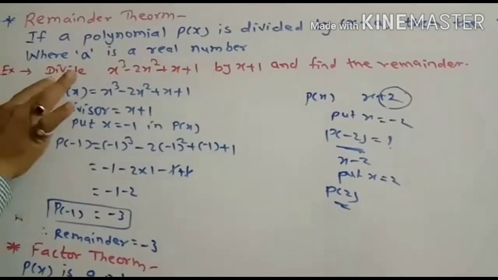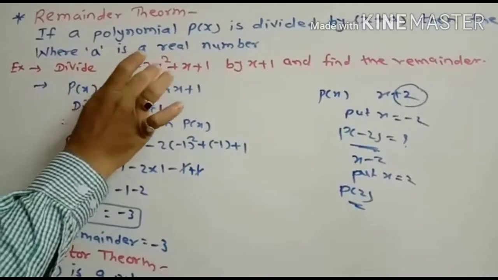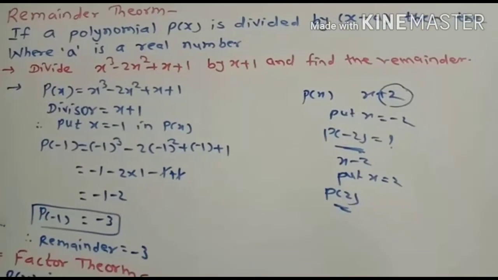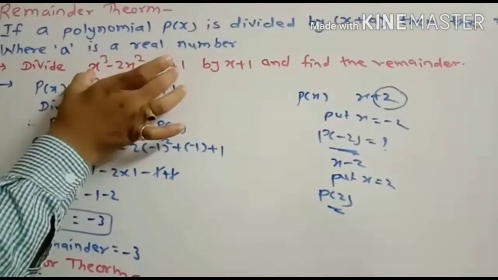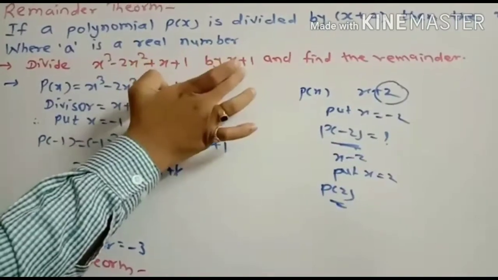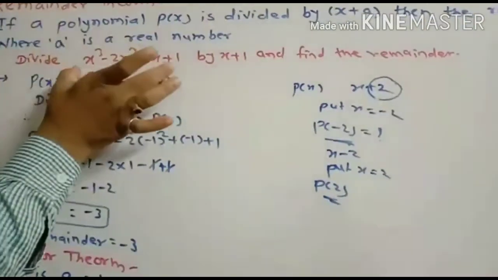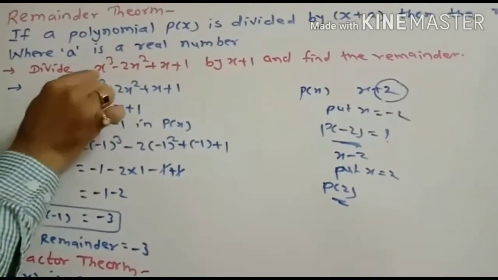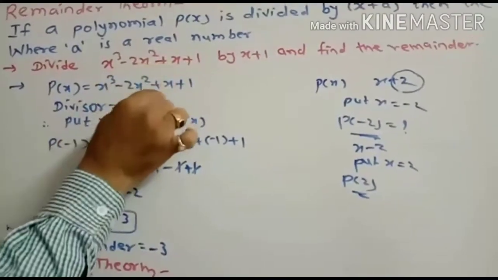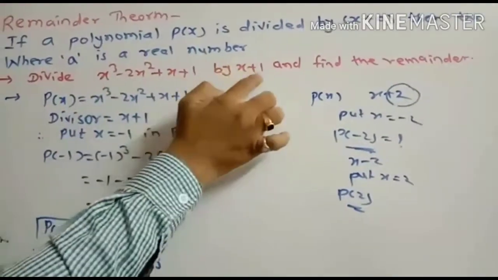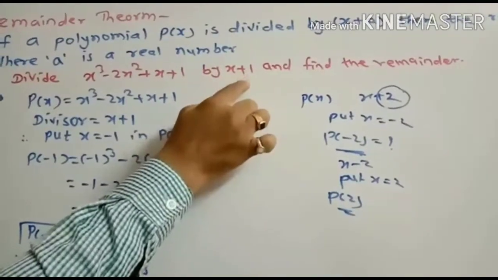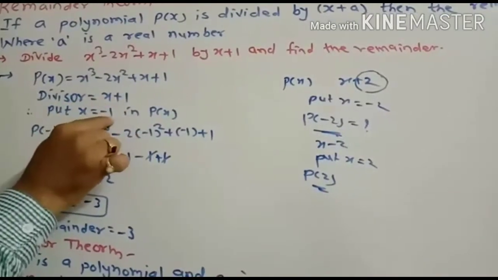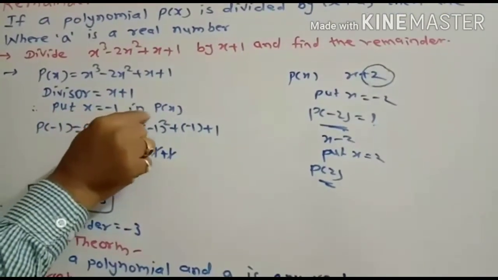For example, divide x cube minus 2x square plus x plus 1 by x plus 1 and find the remainder. That means this polynomial x³ - 2x² + x + 1 is divided by x + 1, and we find the remainder. For that, we consider this polynomial as p(x) because the variable is x. Therefore, p(x) = x³ - 2x² + x + 1 and it is divided by x + 1, that is, the divisor is x + 1. Therefore, put the opposite of +1 in the polynomial. The opposite of +1 is -1. Therefore, put x = -1 in p(x).